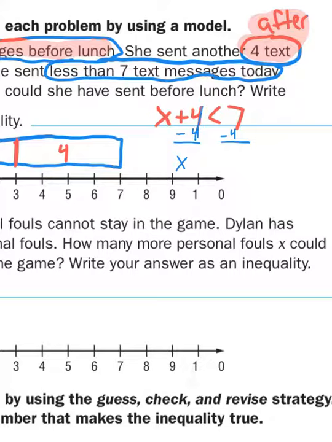Cancel. Now we don't bring down an equal sign, we bring down our less than sign. X has to be less than 3. That's our solution to our inequality. So x can be any number less than 3.